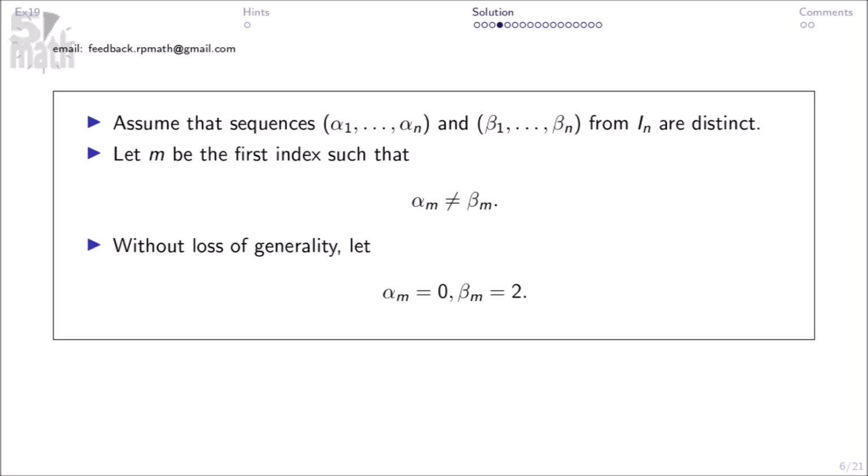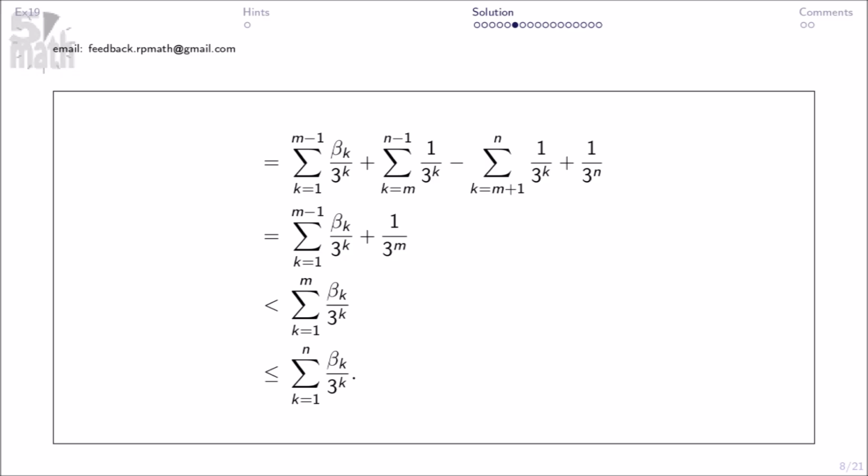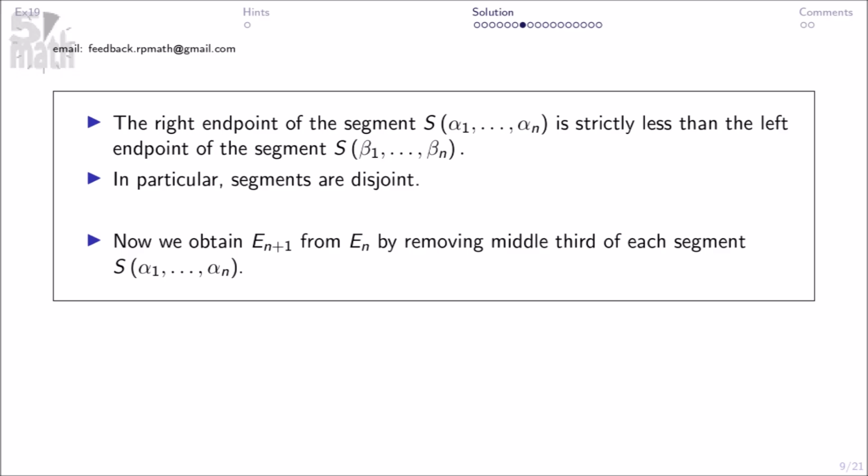Assume that sequences here and there from In are distinct. Let m be the first index such that alpha m does not equal beta m. Without loss of generality, let alpha m equals 0, beta m equals 2. Then we have the following. And continuing. The right endpoint of the segment here is strictly less than the left endpoint of the segment here. In particular, segments are disjoint.